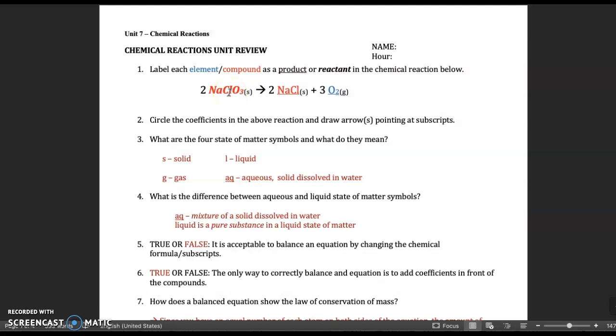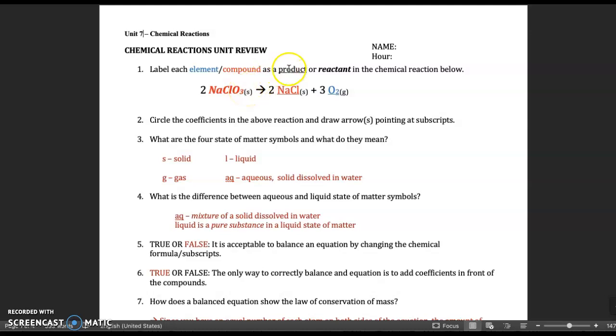Just to speed things up a little bit, I already did a few of these and I'll just talk through them. As a reminder, label each element or compound. Compounds are multiple elements chemically bonded. Elements are a single type of atom. So oxygen here, O2, is a sneaky 7, so it gets a 2. NaCl and NaClO3 are compounds because there are different elements there.